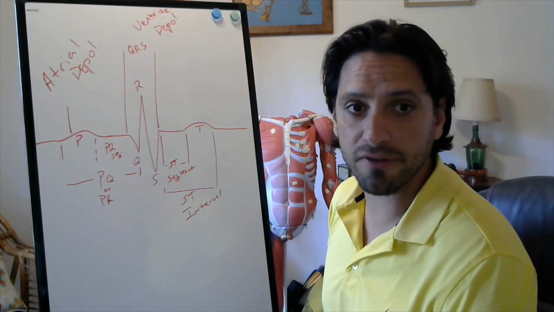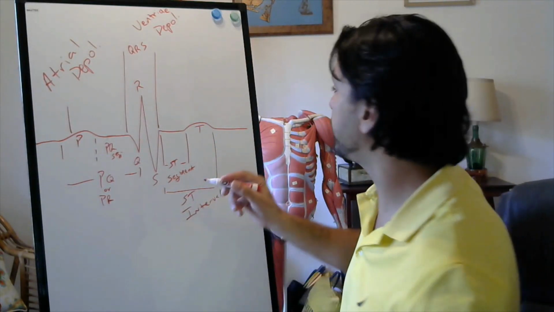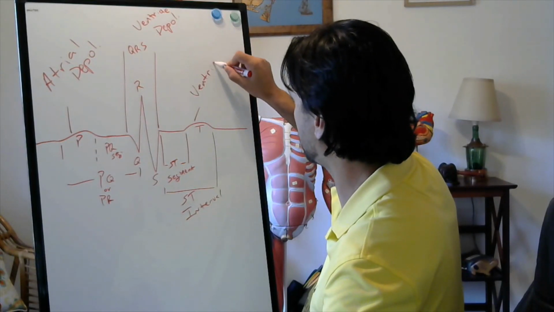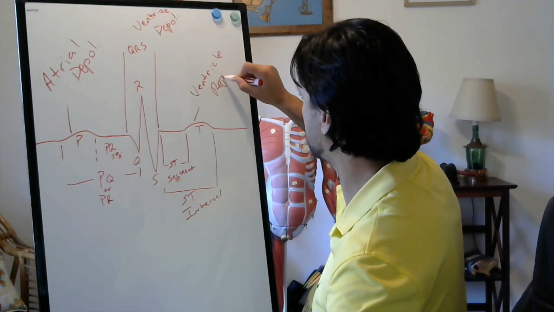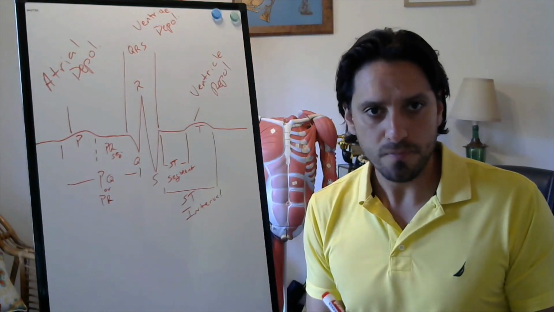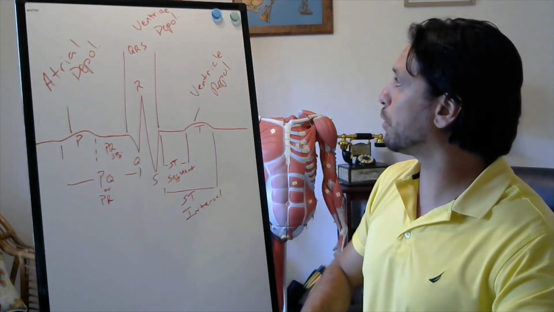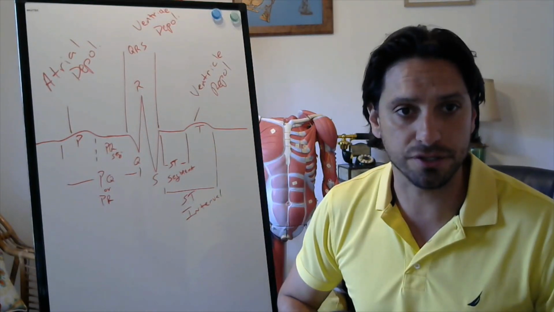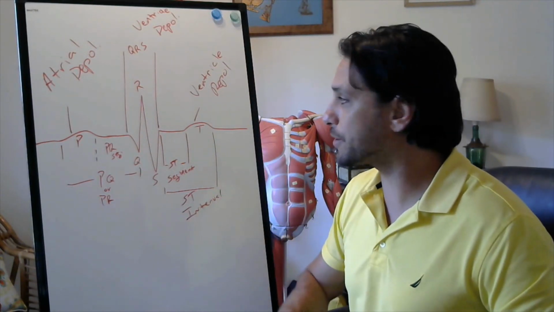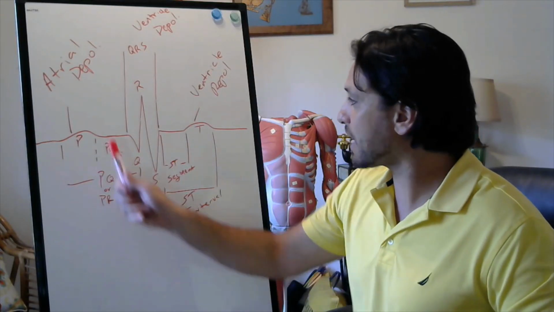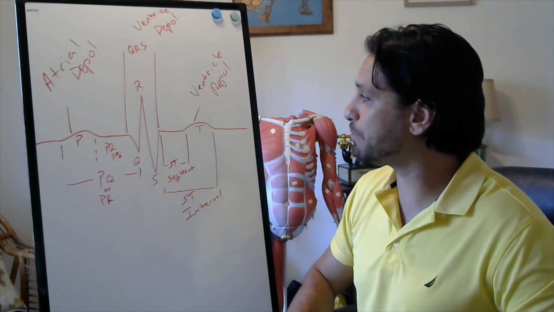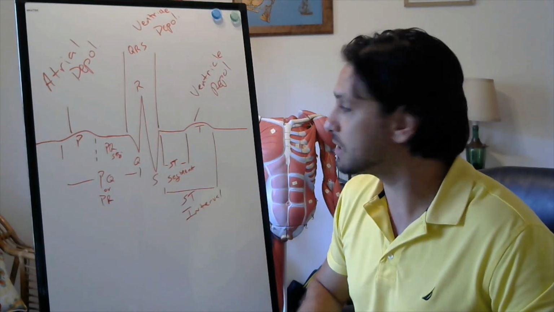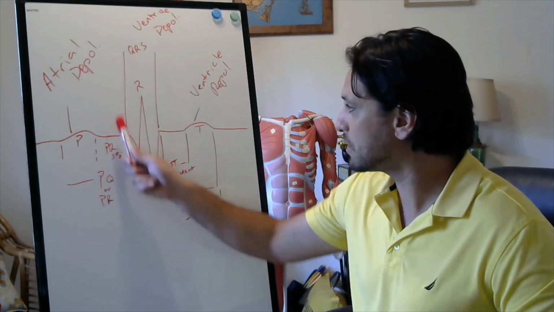And the T wave is ventricle repolarization. Okay? So, we have atrial depolarization, ventricle depolarization, and ventricle repolarization. The PR segment is the time after atrial depolarization to the beginning of ventricle depolarization, that is the time that it takes for this to occur.